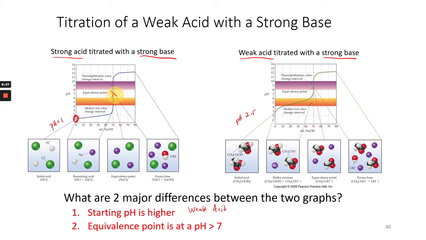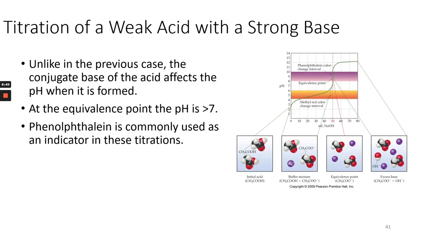And the equivalence point here is 7. And the equivalence point here is, I don't know, looks like 8.5-ish. So the equivalence point is greater than 7 here. So let's see why. So again, you have your weak acid, and you're dripping a strong base into it. So unlike the previous case, the conjugate base of the acid is important. It affects the pH. At the equivalence point, because you have this conjugate base present, your pH is going to be more basic, so it'll be greater than 7.